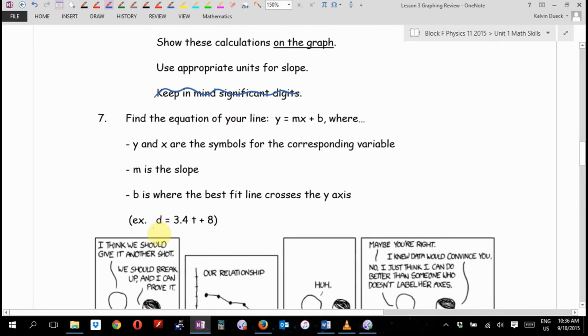So you can see, Matt, this looks like y equals mx plus b, but instead of a y, what letter was on my y-axis? D. And instead of an x, what letter was on my x-axis? T.